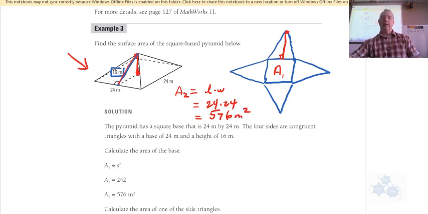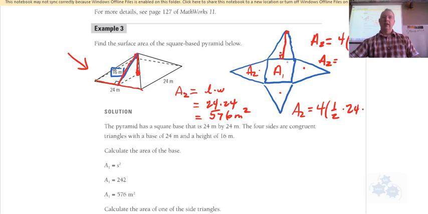And what about the triangles? Well, let's say area 2 is comprised of all these triangles. So we're going to do 4 triangles, which are 1/2 base times height, right? And so area 2 is 4 times 1/2. What's that base length again? That's 24. It's a solid 24 right there. And then the height here is the 16 that's given. That's the height right here. Okay? So what do we have?